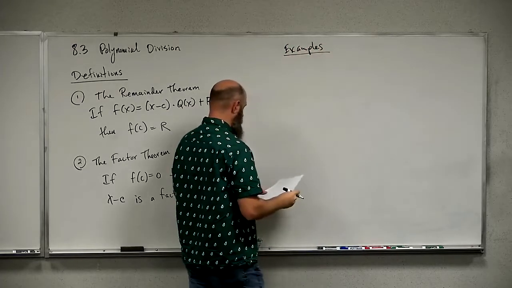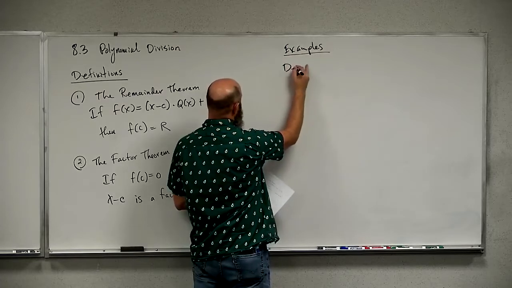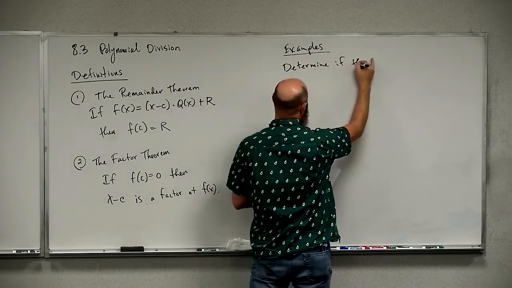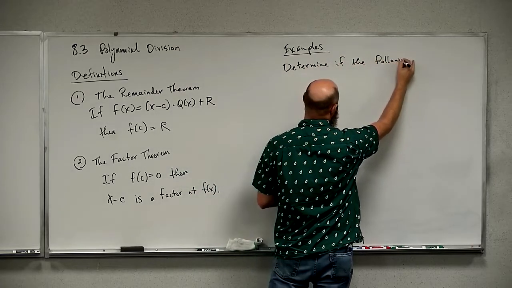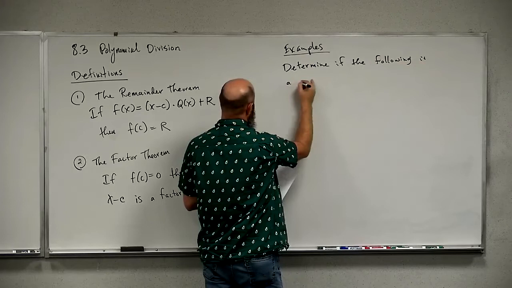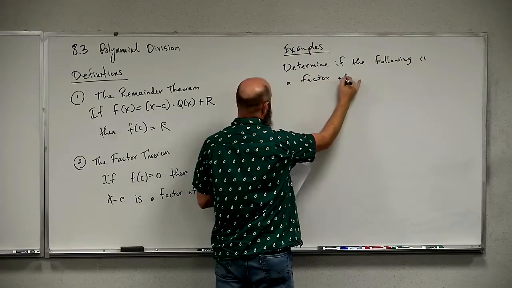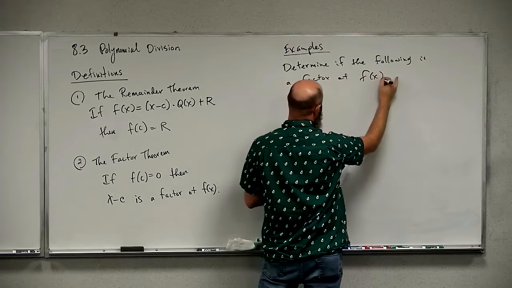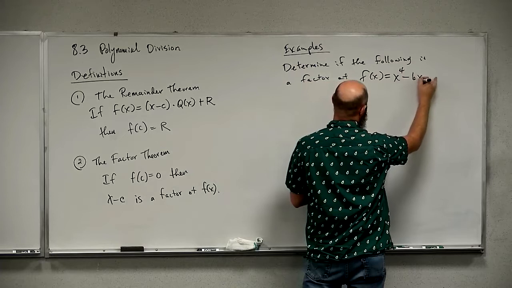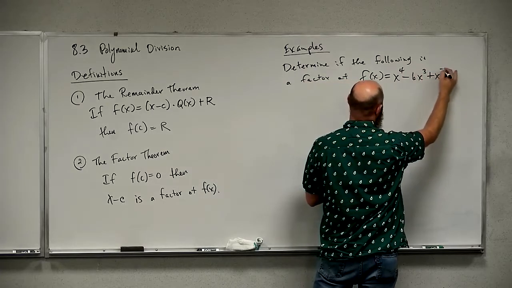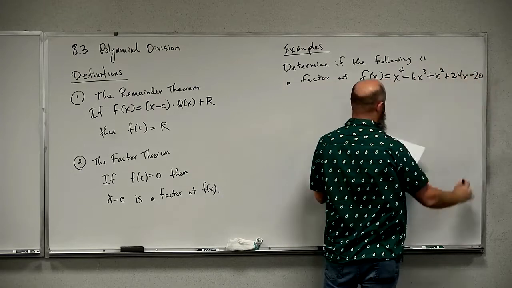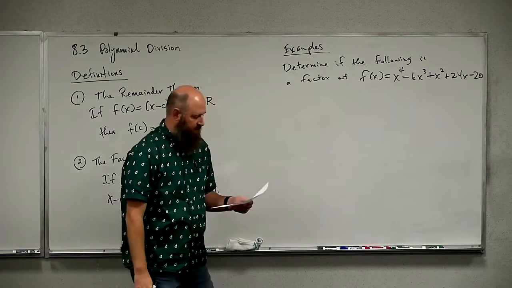And see what's happening there. Our first one is to determine if the following is a factor of f of x equals x to the 4th minus 6x to the 3rd plus x squared plus 24x minus 20. Barely got it in there on the board.